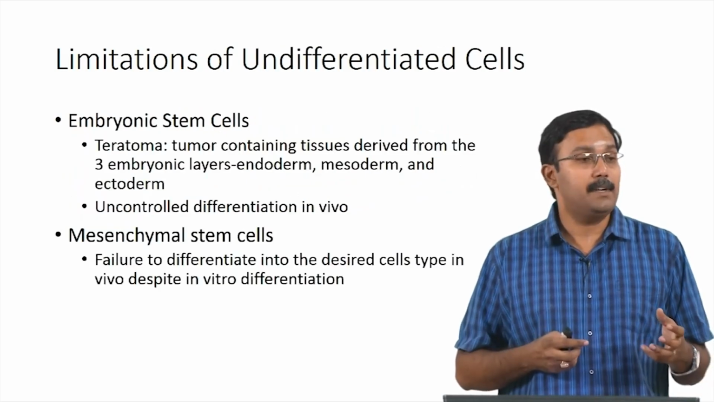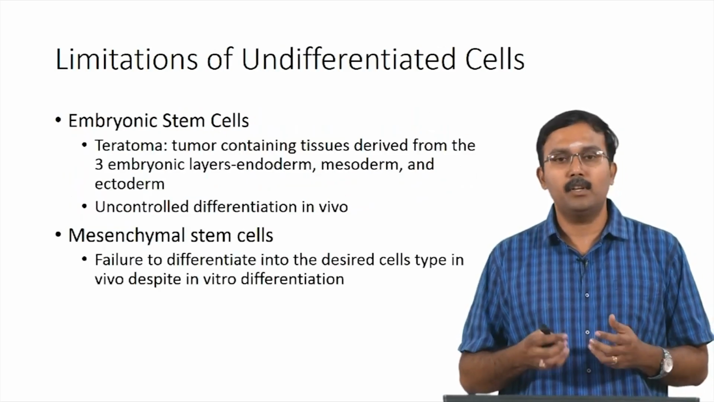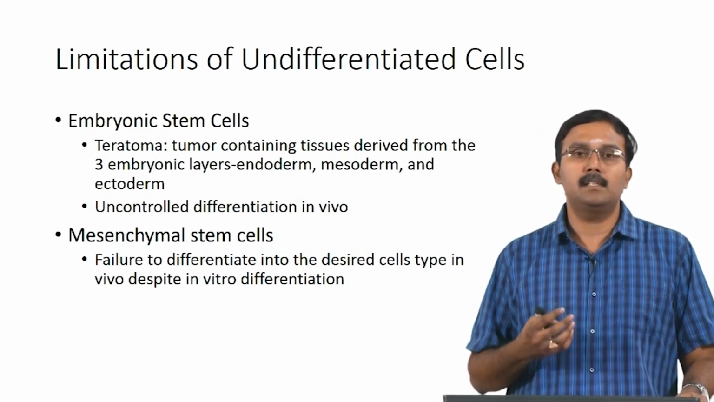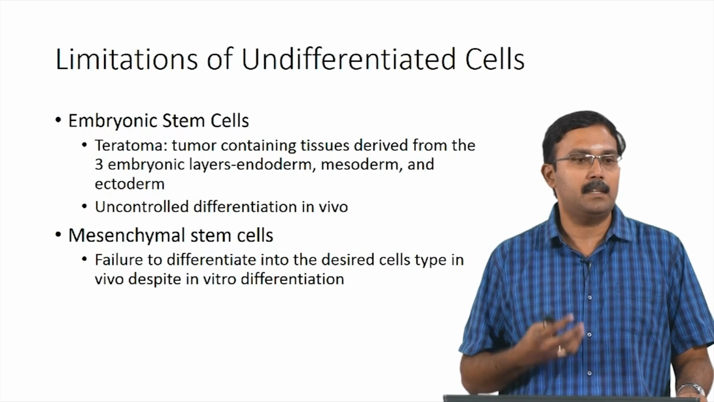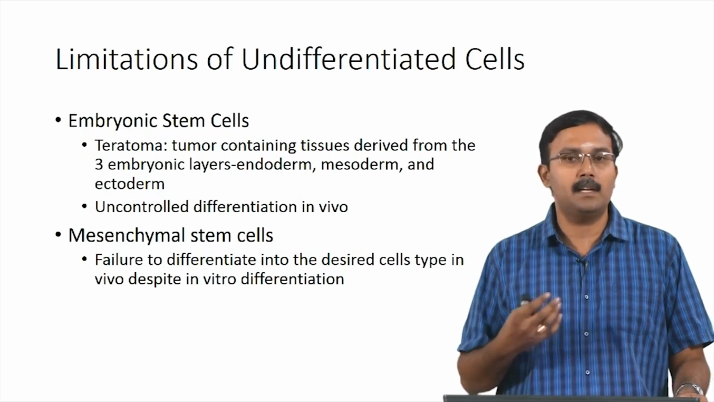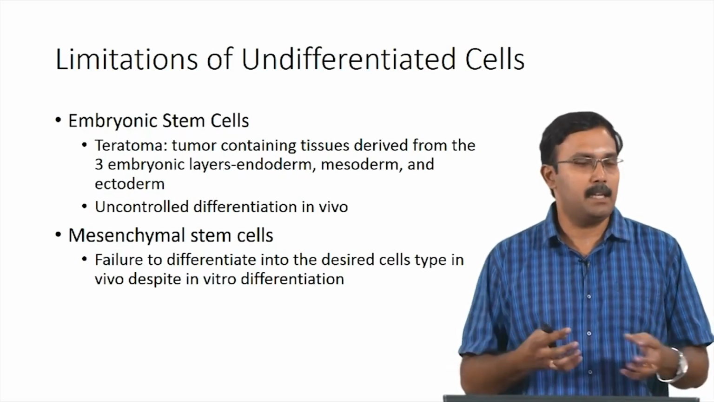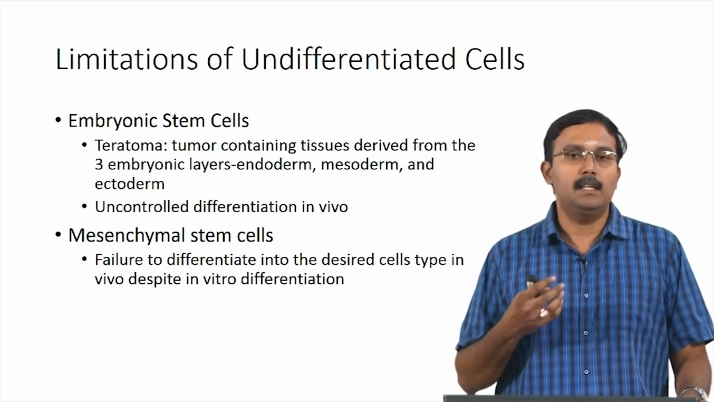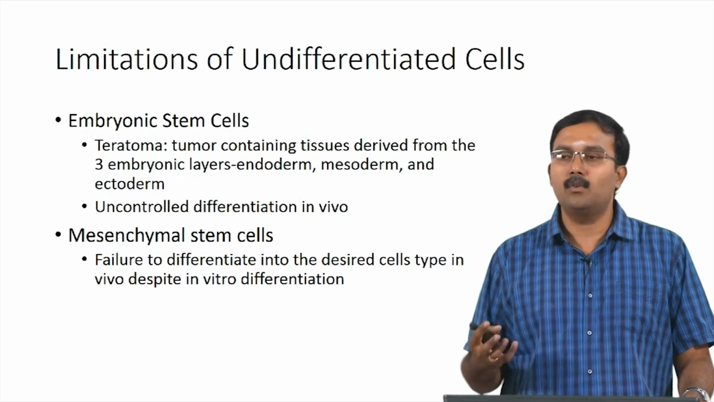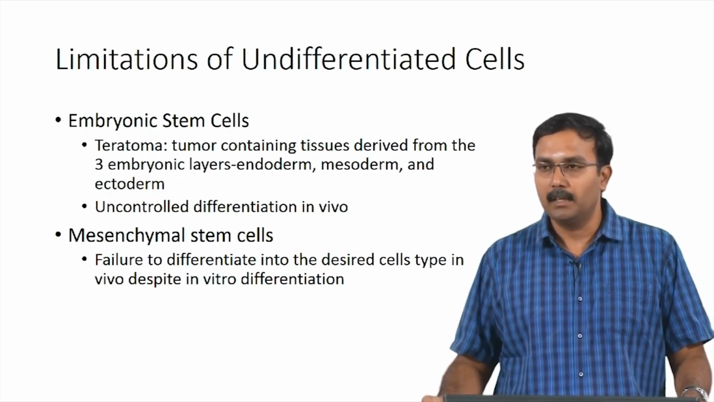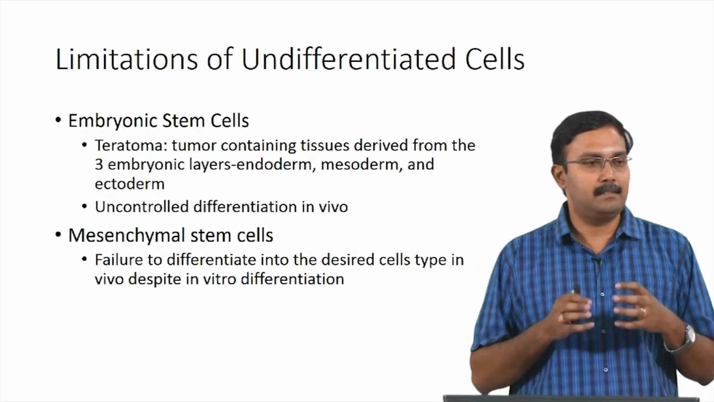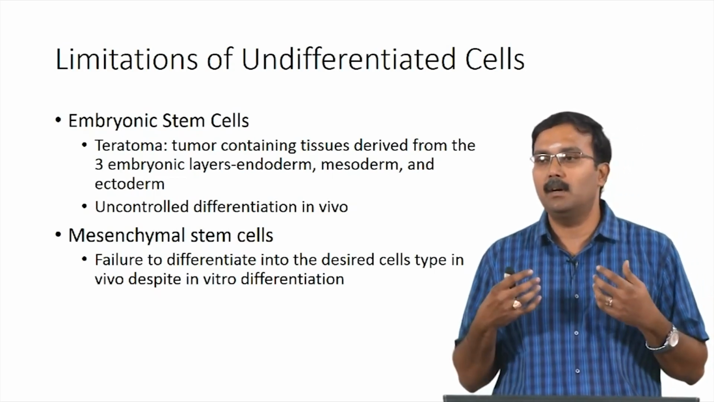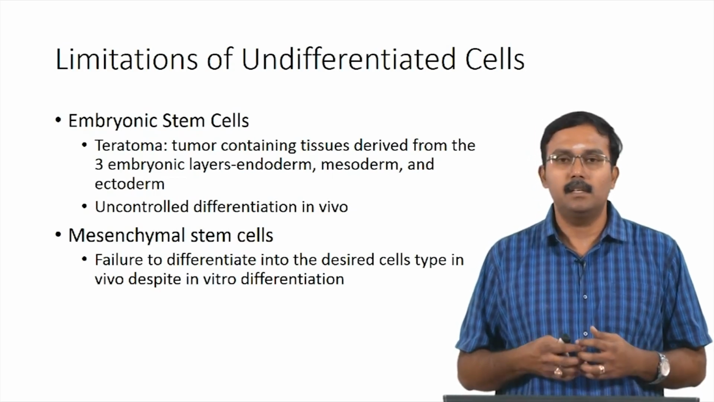So, with respect to undifferentiated cells, the limitations are different for the different kinds of stem cells you use. With embryonic stem cells, there is a chance of teratoma formation. Teratoma is a tumor containing tissues derived from 3 embryonic layers, which are the endoderm, mesoderm and ectoderm, and there is also a chance of uncontrolled differentiation in vivo, and these are technical difficulties, and you also have ethical questions when you are talking about embryonic stem cells, right.